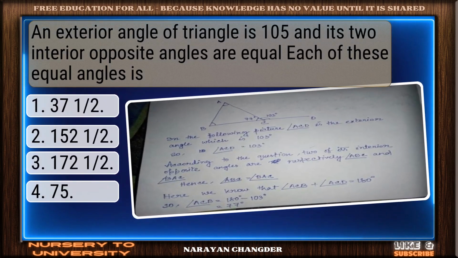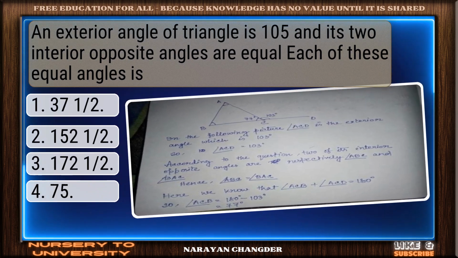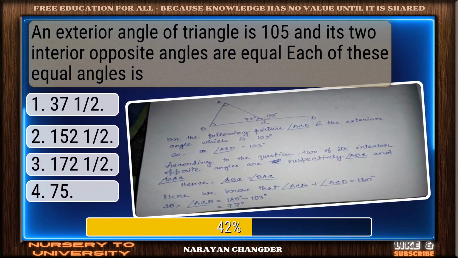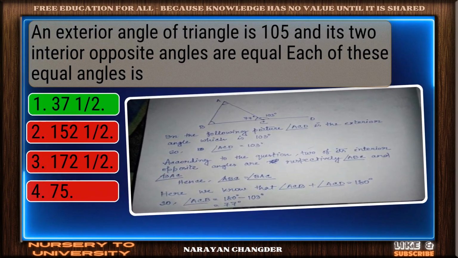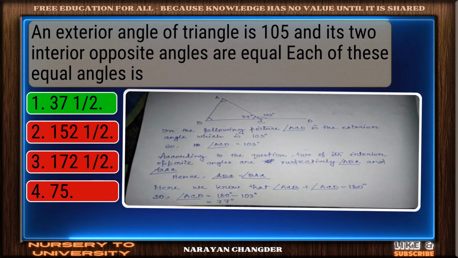Question number 22. An exterior angle of a triangle is 105 and its two interior opposite angles are equal. Each of these equal angles is. Nice selection. 52 1/2 is the correct and valid answer.